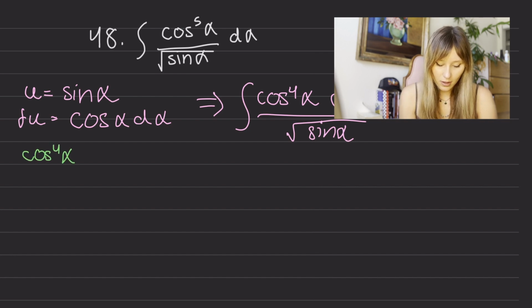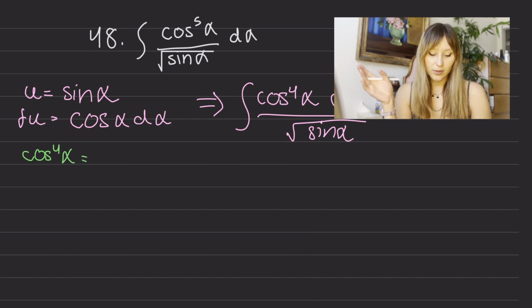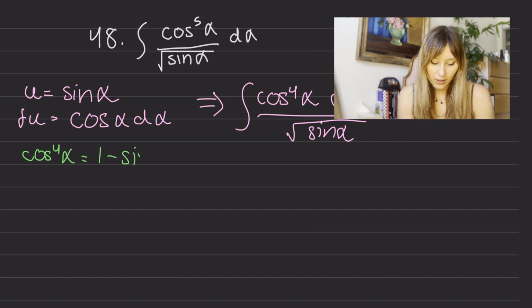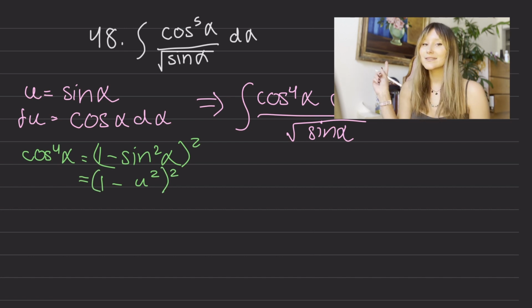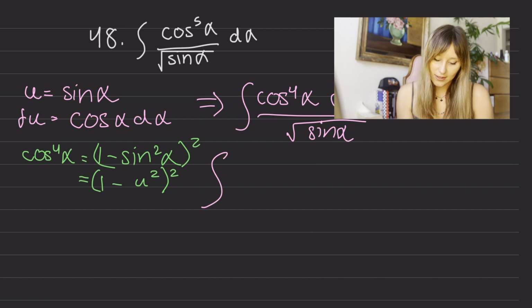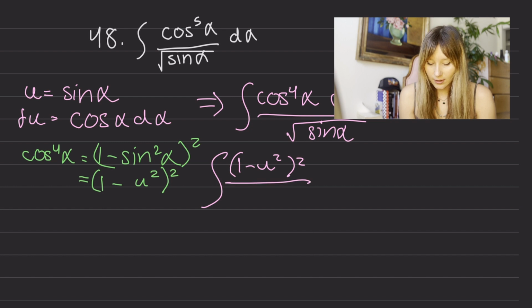So cosine to the 4th alpha, we're going to try and get it in the u notation, or the u variable. We're trying to get rid of the alpha here. So that's going to be 1 minus sine squared alpha squared. Then we get 1 minus u squared squared. Slay. So we get what we needed here. And we get 1 minus u squared squared all over root u du.